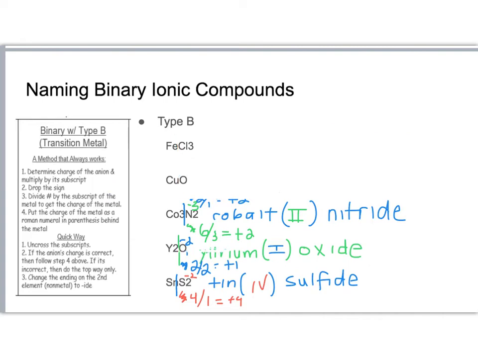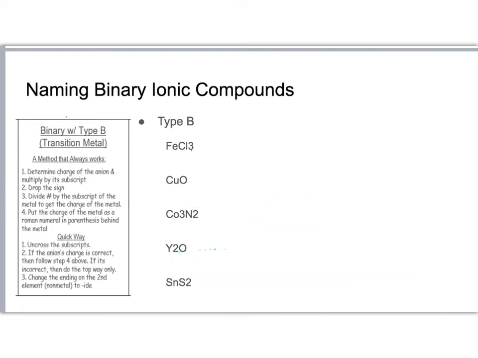Now I will show you how to use the quick way to determine the charge of the cation in these same examples. I will use the first example to demonstrate this. So I am going to uncross the subscripts. In order to do that, I'm going to take the 3 and bring it up above the iron, and I'm going to add a plus, and then the 3 will come up to the top.